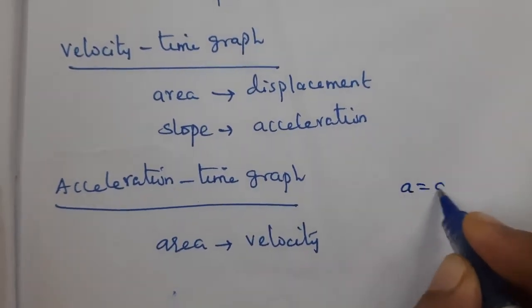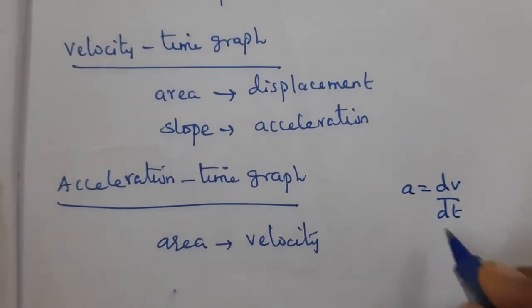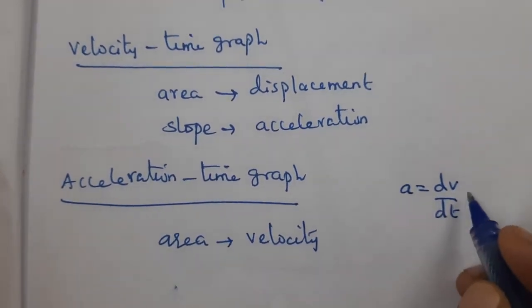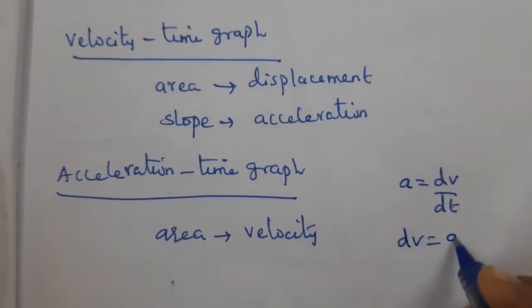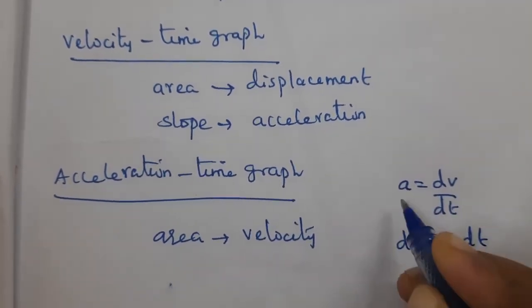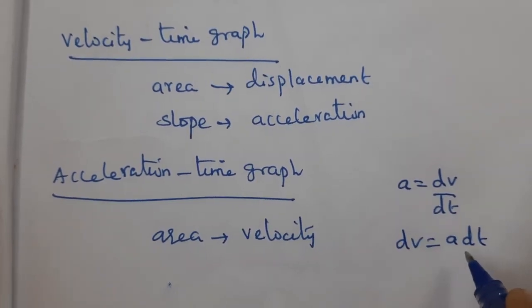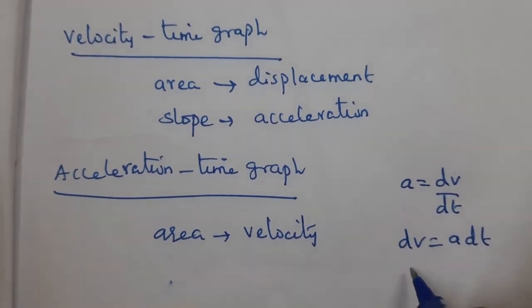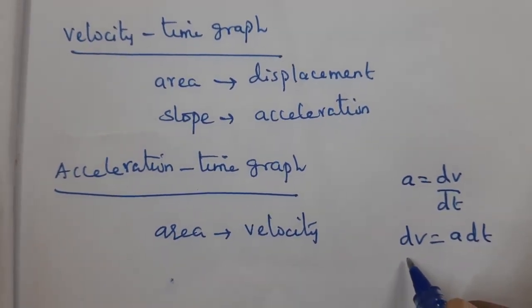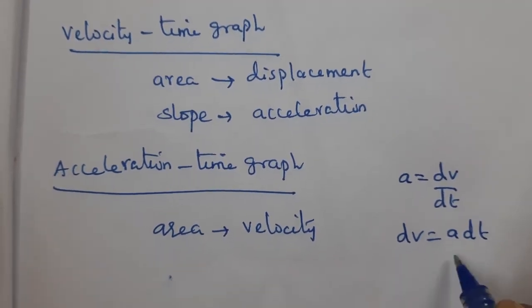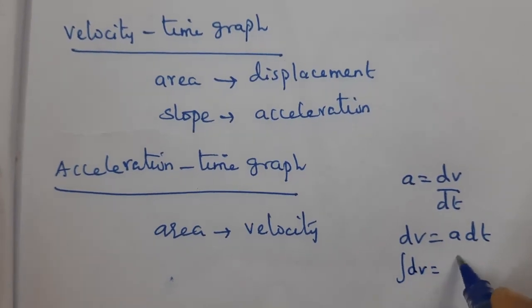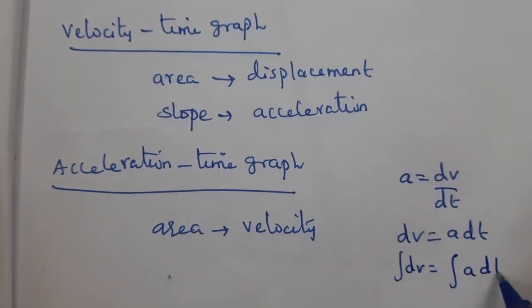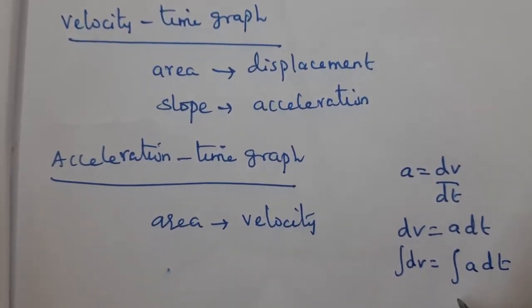A equal to dv by dt. From this we can write dv is equal to a into dt. Hence, integrating on both sides, integral dv is equal to integral a dt.